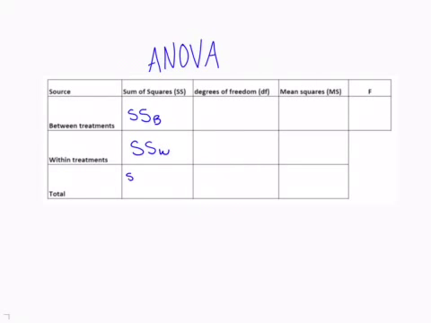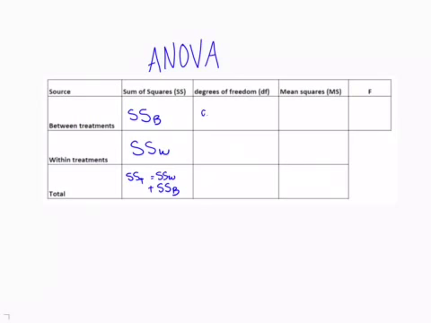The sum of squares total is equal to the sum of squares within plus the sum of squares between. So this means if you know the sum of squares total and the sum of squares within, you can calculate the sum of squares between, or vice versa.